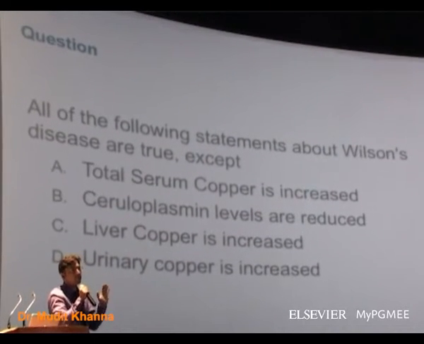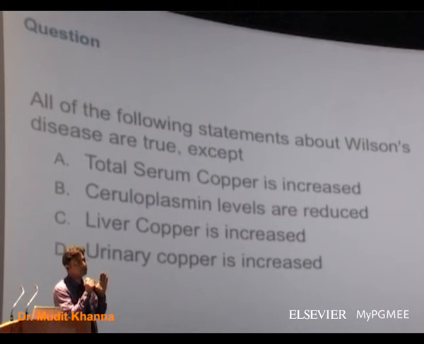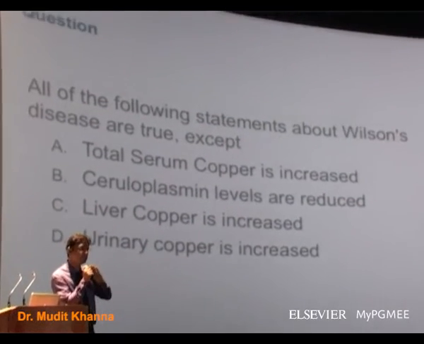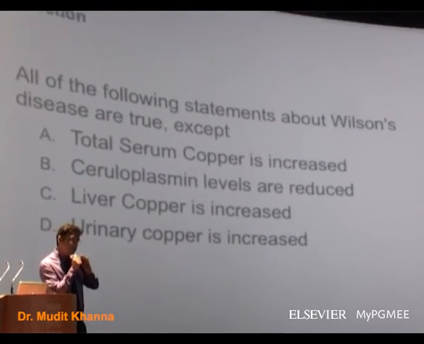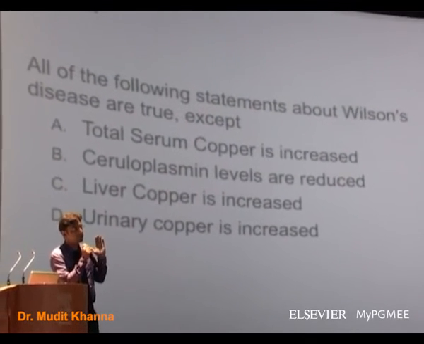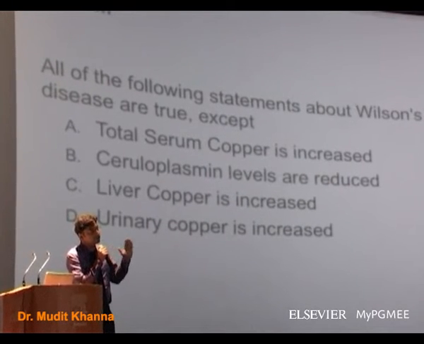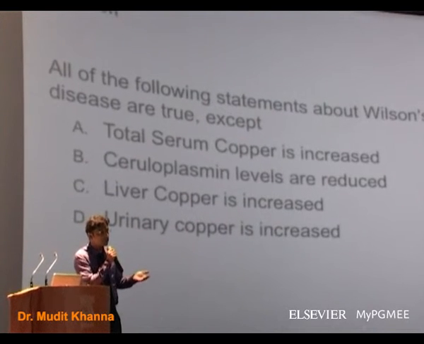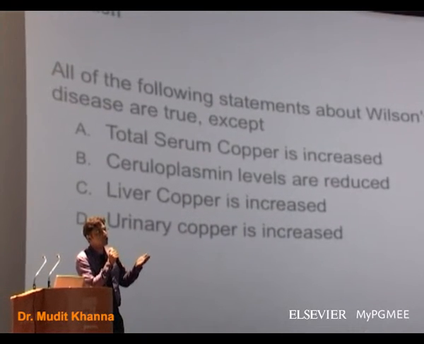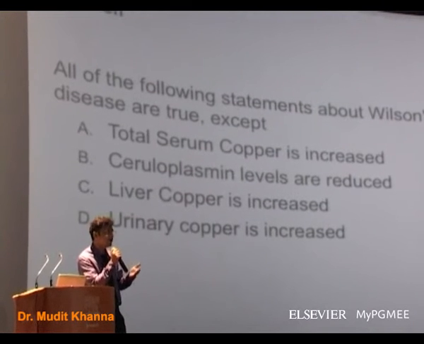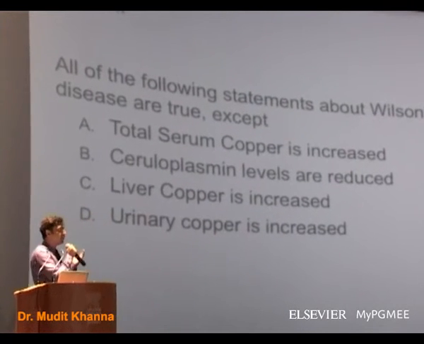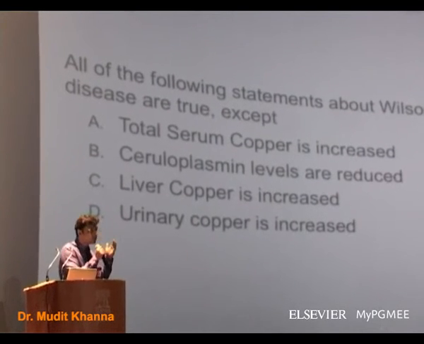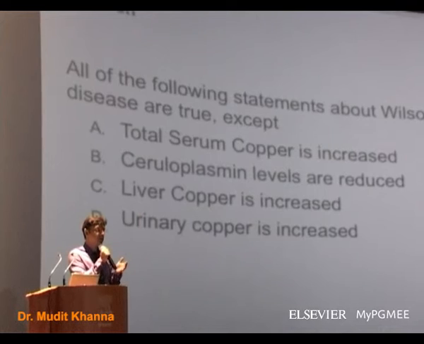It's extremely important to remember that although Wilson's disease is a copper overload syndrome, and all of us know it and remember it, when we sit for the exam on the day of the exam, we get confused. If it's an overload syndrome, why would serum copper not be increased? But the fact is that total serum copper is not increased in Wilson's disease. It is only free serum copper that is increased in Wilson's disease.